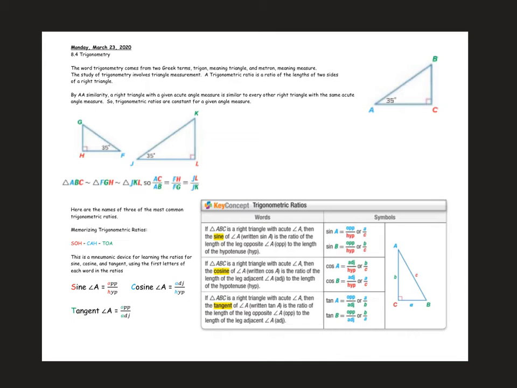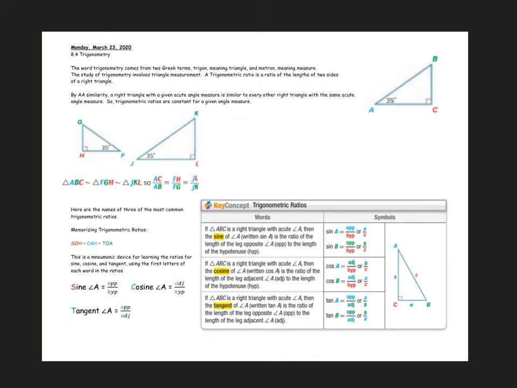Today we're going to learn how to write a trigonometric ratio, and it's a ratio of the lengths of two sides of a right triangle. But those two sides are going to be based off of an acute angle. We've already studied angle-angle similarity back in chapter 7. A right triangle with a given acute angle measure is similar to every other right triangle with the same acute angle measure. So trigonometric ratios are constant for a given angle measure.